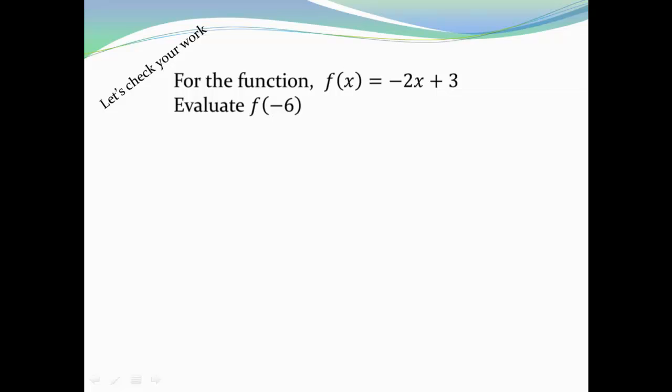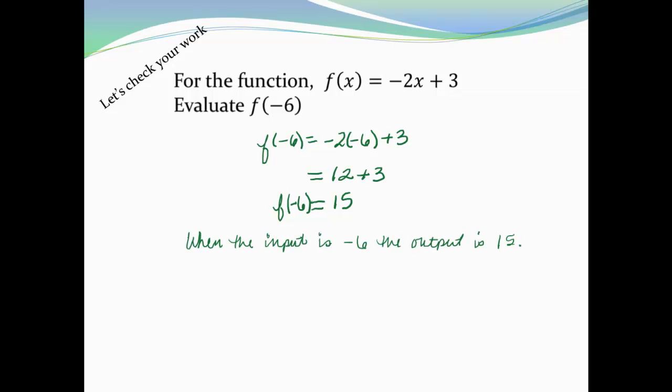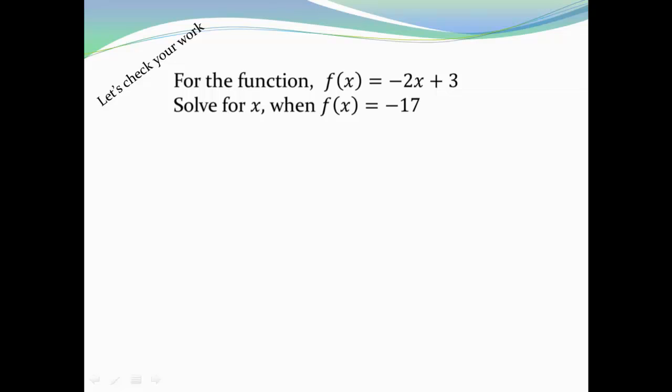To evaluate f of x is equal to negative 2x plus 3 when x is negative 6, we would want to substitute in negative 6 wherever we see x. And then we have negative 2 times negative 6 is 12 plus 3. So we get f of negative 6 is equal to 15. This means when the input is negative 6, the output is 15. Let's check the next one.